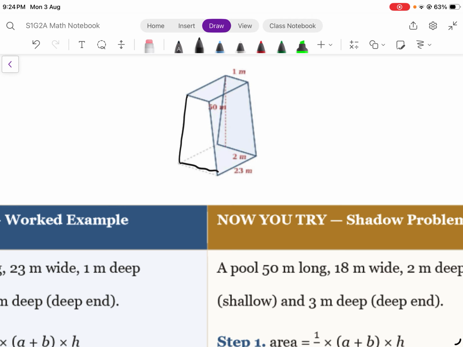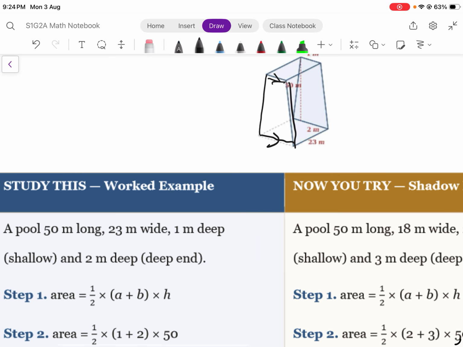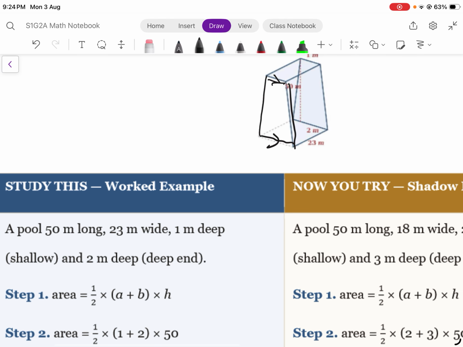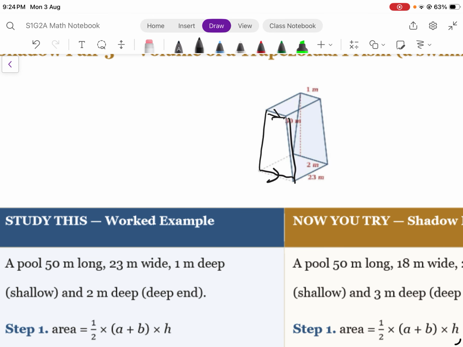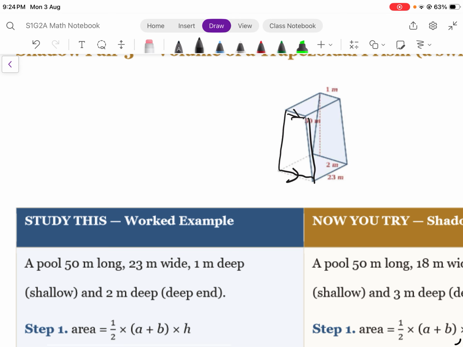This is a trapezium. So these two are the parallel lengths here. So you notice it is 1 meter deep. The shallow end is 1 meter, so here is 1 and here is 2 meters. These two are the parallel sides.